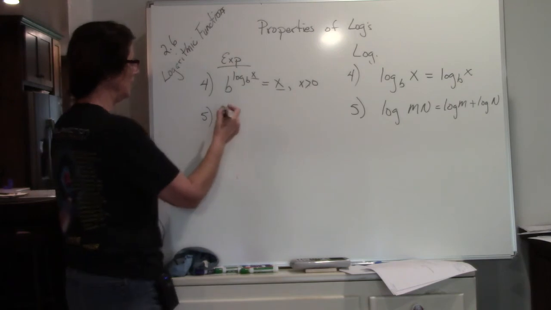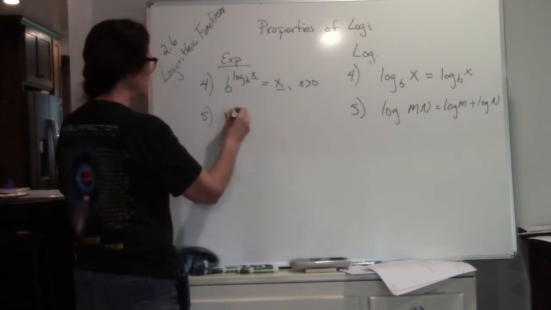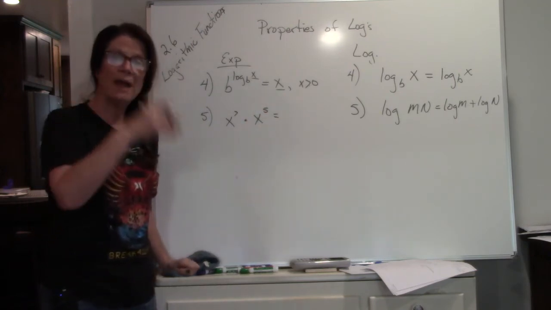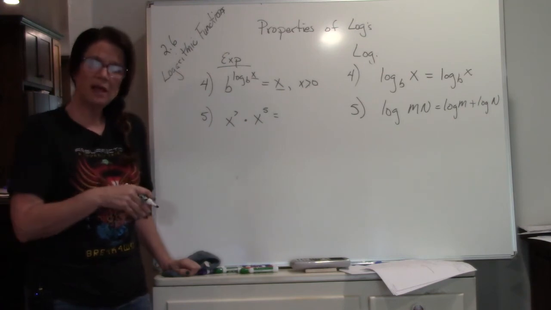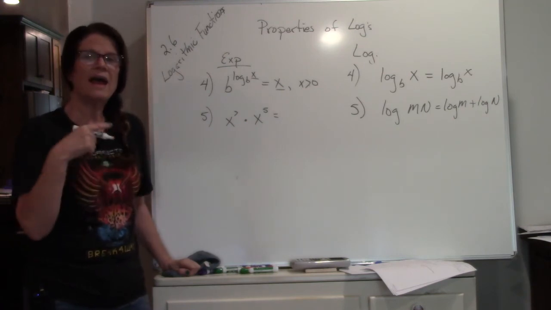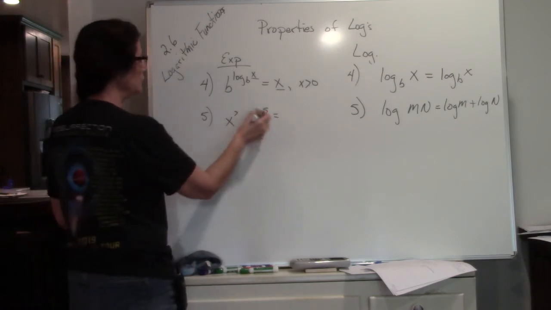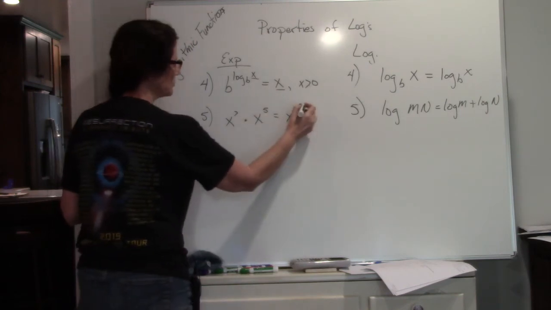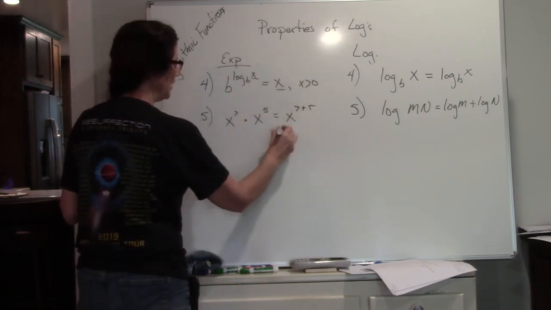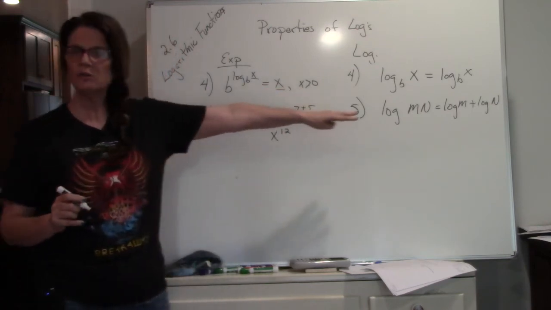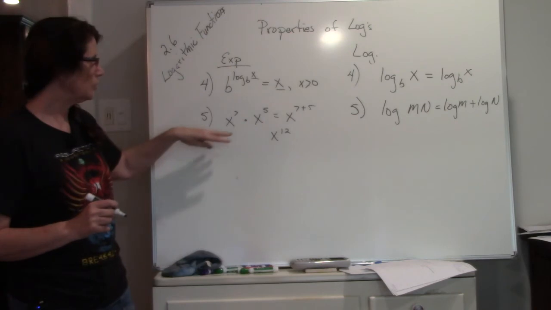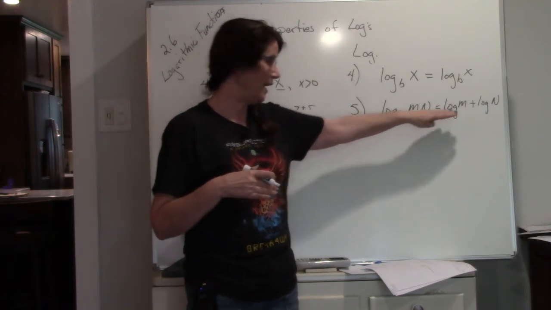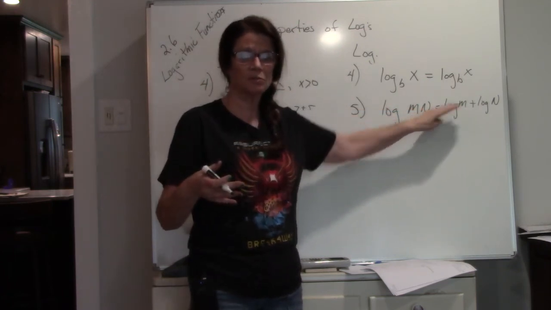Where this comes from is, let's say I had x raised to the 7th power times x raised to the 5th power. So remember, going back to exponent rules, when you multiply with exponents, you add the exponents, right? My base stays the same, but I add my exponent, so 7 plus 5. So it's going to be x to the 12th power. A log, remember, is just another way to say an exponent. So it literally is the same thing. When I multiply with exponents, I add the exponents. When I multiply, I add.